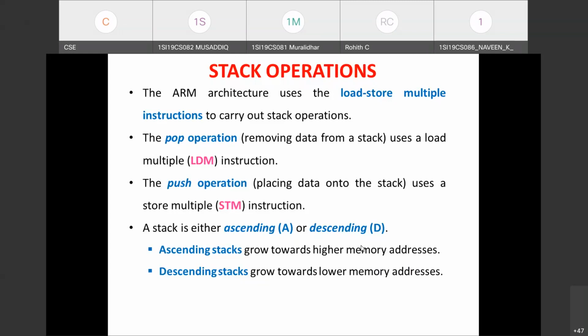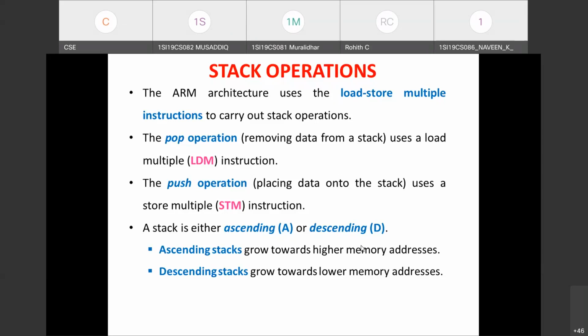There are two more terminologies, that is full stack and empty stack. Before that, you should know the special register used whenever you are performing stack operations. Which is that special register which will be pointing to the top of the stack? It is the stack pointer. Whenever you are dealing with stack operations, either the push operation or pop operation, which register is to be used? It is the SP register, that is the stack pointer register.